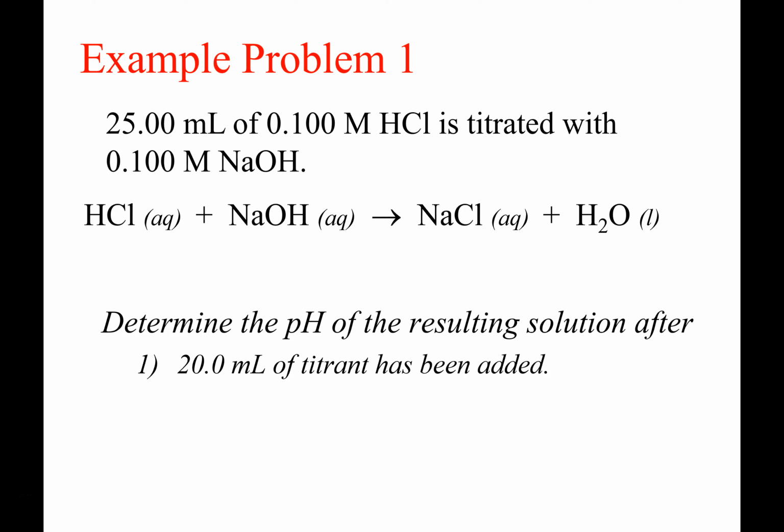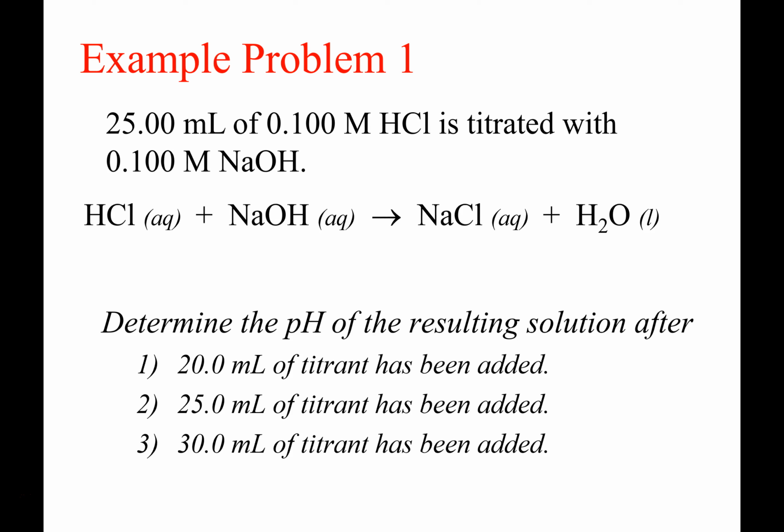Cool. So we're going to knock out the pH when we've only done 20 milliliters. And then we're going to knock out the pH when we've done 25 milliliters. And then we're going to knock out the pH when we've done 30 milliliters of titrant. Okay, so that's before the equivalence point, at the equivalence point, and beyond the equivalence point. All right, cool.